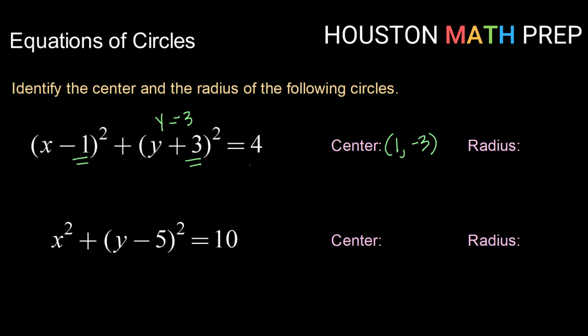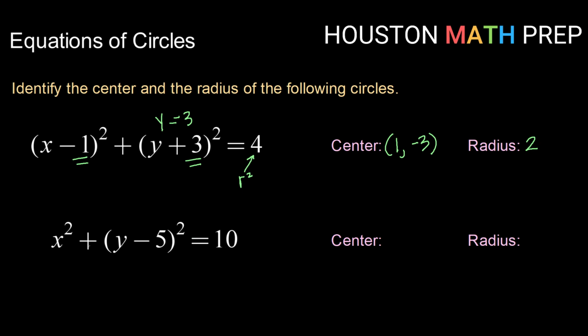And for our radius, we're going to remember that our right-hand side of our equal sign there is really r squared. So if r squared equals 4, then our square root of that is 2. So this equation of a circle would have the center (1, negative 3) and a radius of 2. All right, one more like that.